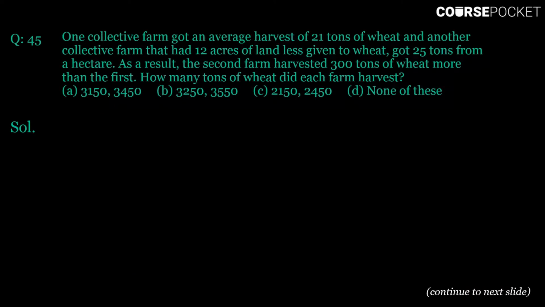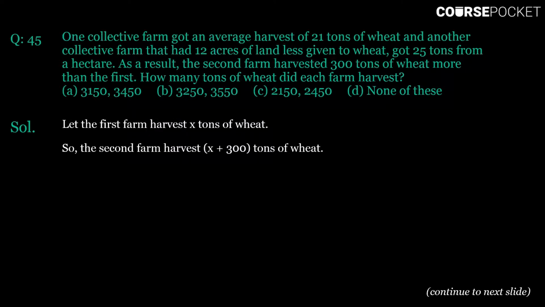Now for question number 45. One collective farm got an average harvest of 21 tons of wheat, and another collective farm that had 12 acres of land less given to wheat got 25 tons from hectare. As a result, the second farm harvested 300 tons of wheat more than the first. How many tons of wheat did each farm harvest?